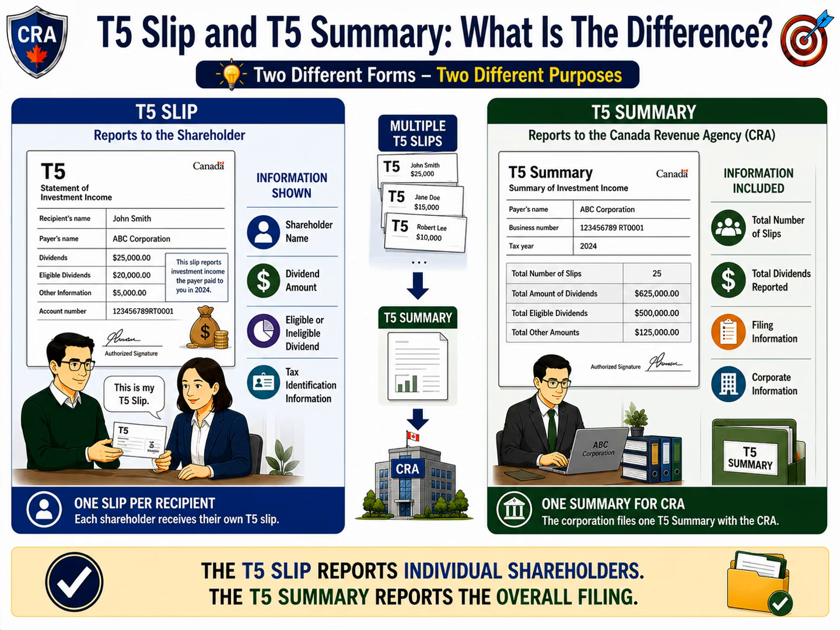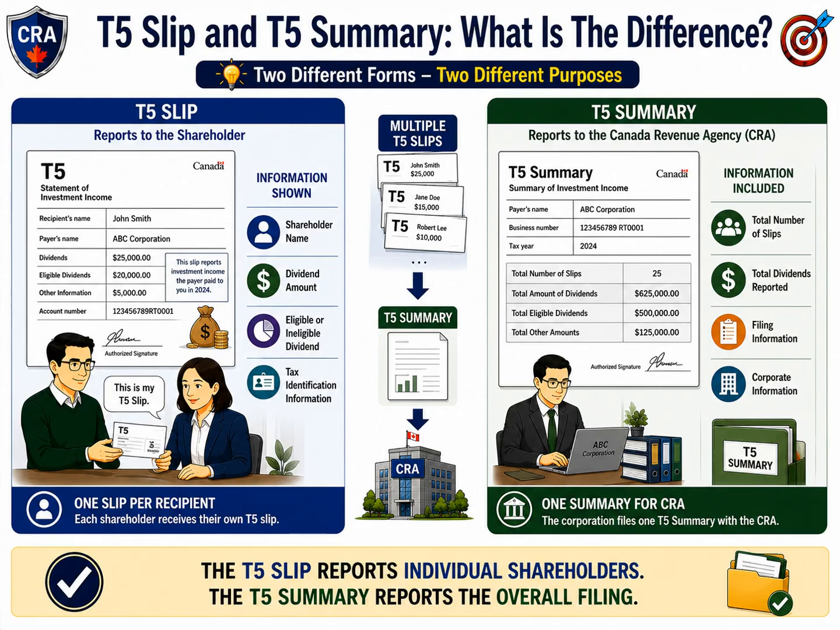The T5 slip is prepared for an individual recipient. In the context of dividends, that recipient is typically the shareholder who received the dividend payment. Each shareholder generally receives their own T5 slip showing the information that applies specifically to them. The T5 slip contains details such as the shareholder's name, the amount of dividends received, whether those dividends were eligible or ineligible, and the identification information needed for tax reporting purposes.